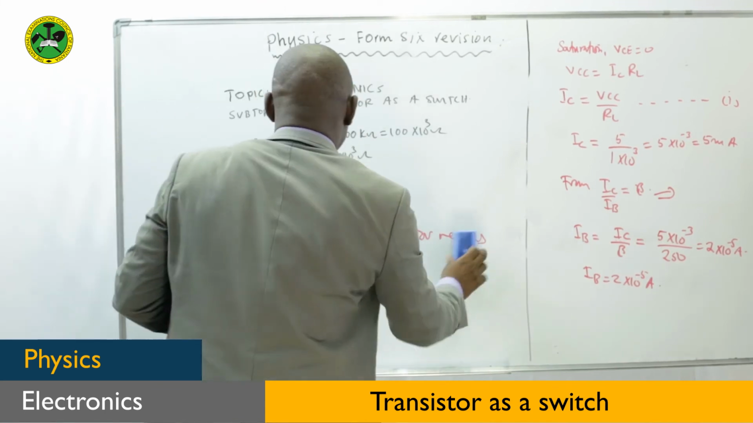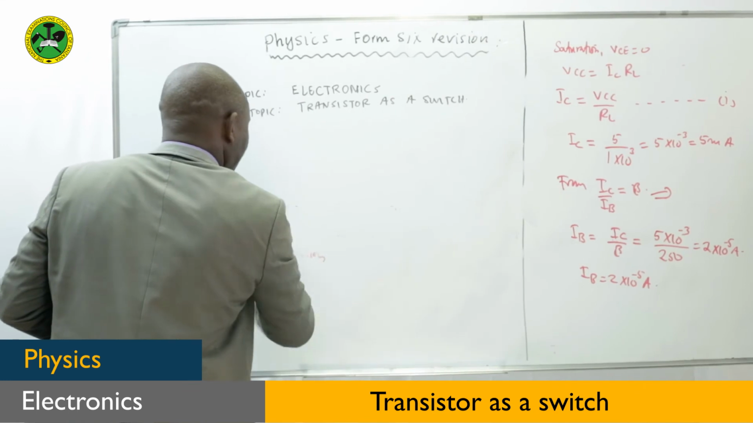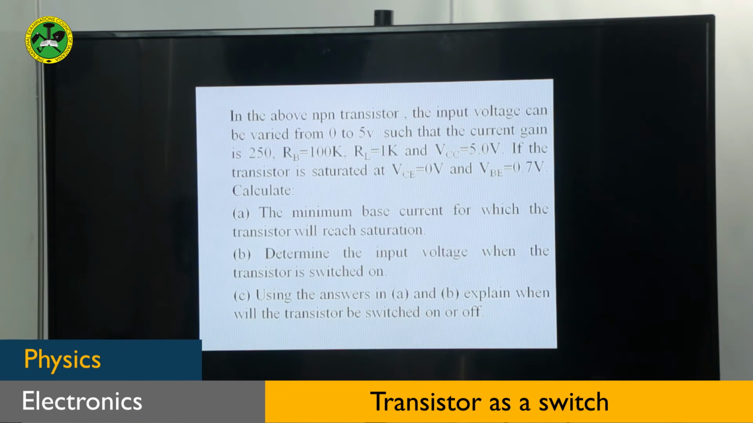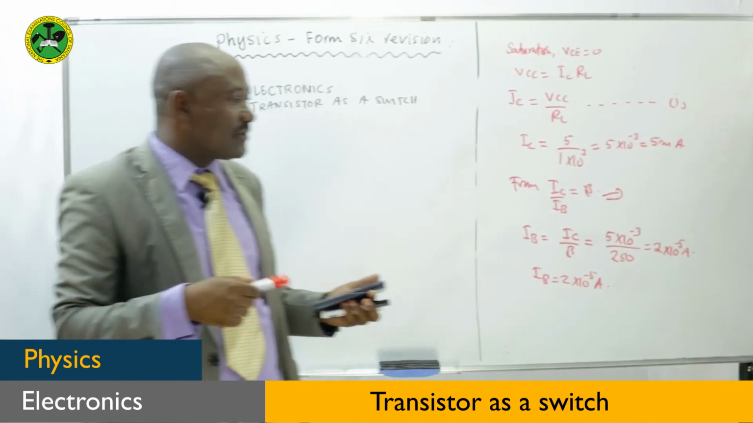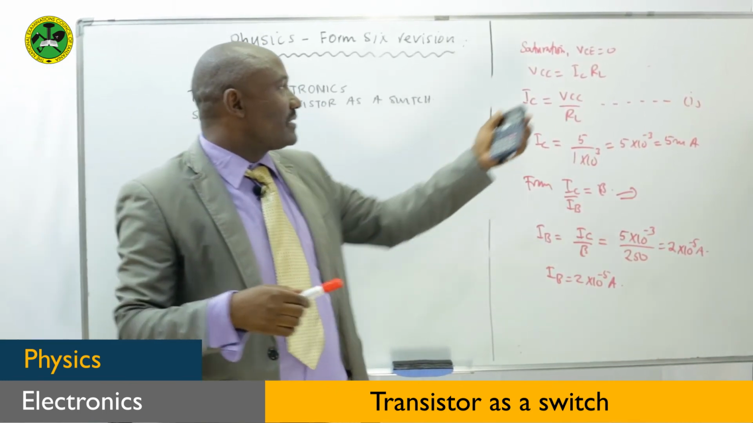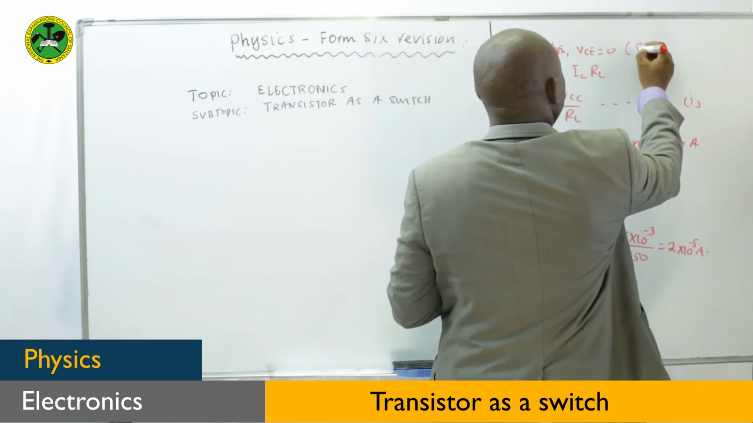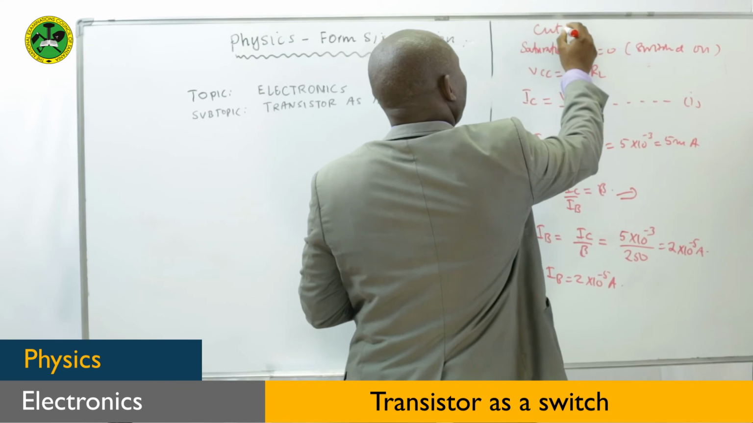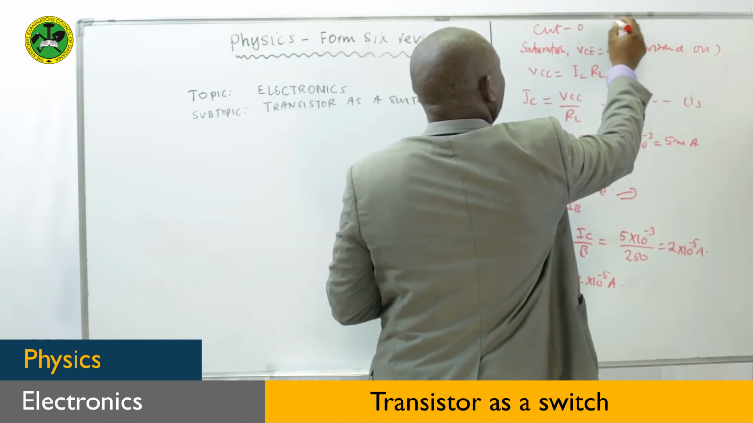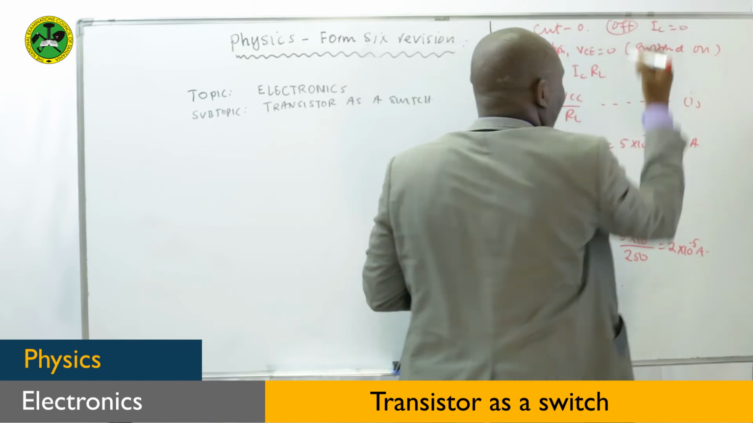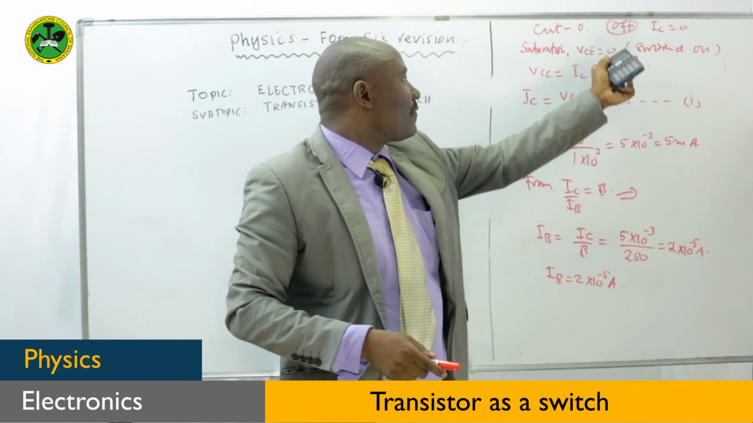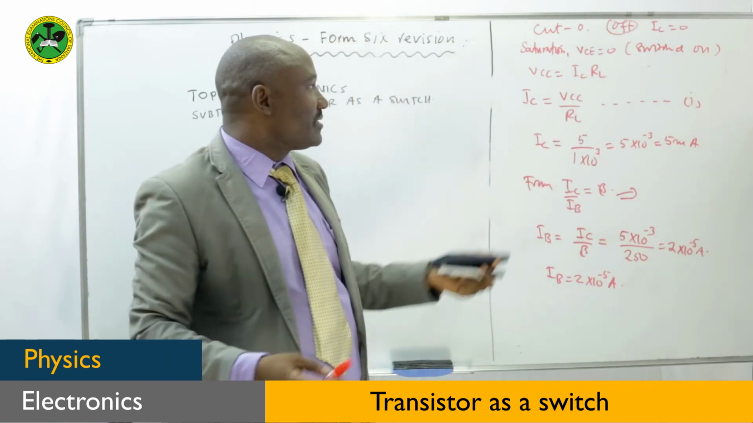Part B of this question is to determine the input voltage when the transistor is switched on. And remember, when you talk of the transistor being switched on, it's supposed to be at saturation. That's where it's switched on. In cutoff, the transistor is switched off, remember, because the IC is 0. So we normally use the cutoff state as off, and saturation as on. That's where the transistor is on.